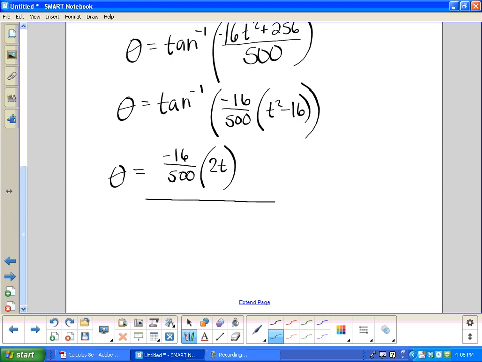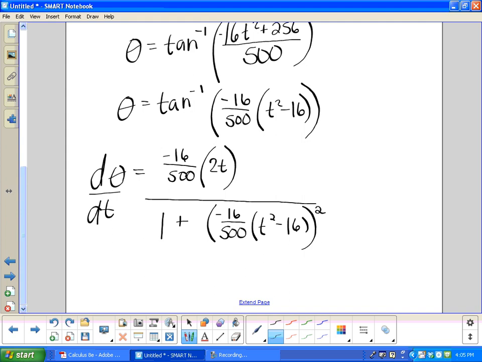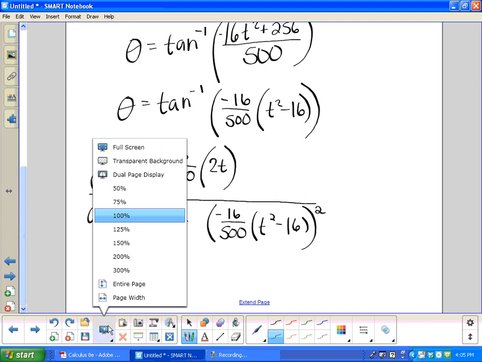Then I'm going to divide this by, the formula says 1 plus x squared, or 1 plus u squared. So this is going to be 1 plus this whole thing squared. It looks pretty nasty, but I can leave it this way. All right, that is my derivative. So now I want to find d theta dt when t is 1. I'm going to zoom this out just a little bit.